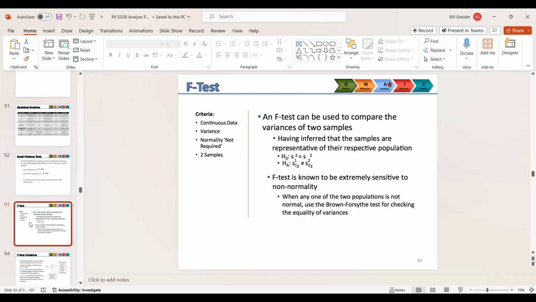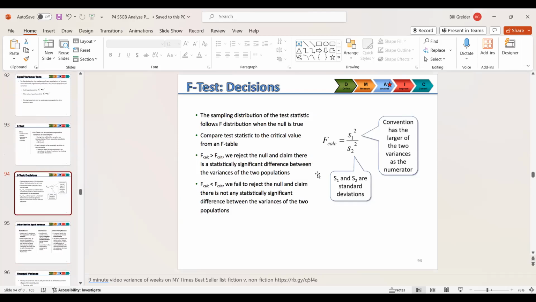The F test is extremely sensitive to non-normality, and that's when you use Brown-Forsyth. On the left here is the criteria for using the F test. It's got to be continuous. We're not looking at mean, we're looking at variance. Normality is not required, but it's very sensitive here, and we're always going to have two samples. And there's a test statistic for it right there. First thing we do is calculate the test statistic that goes with every one of these hypothesis tests, and we're going to compare it to a critical value, which we take out of an F table.